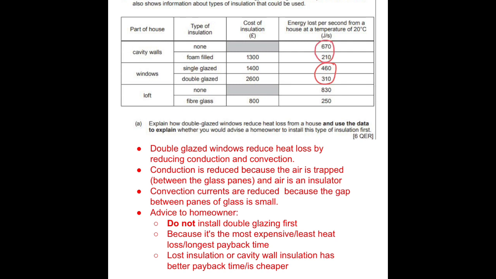If I have a look, they've got a difference of about 400 and these have got a difference of about 600. So there's going to be more energy saved if you put cavity wall insulation or if you were to install fiberglass in your loft.